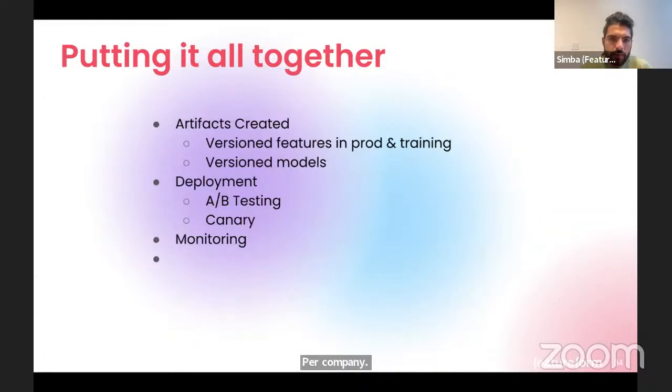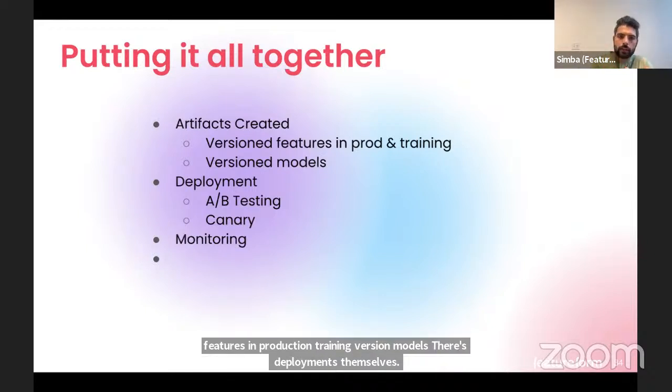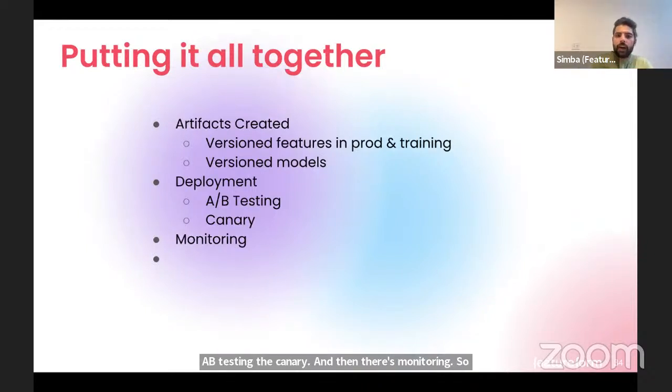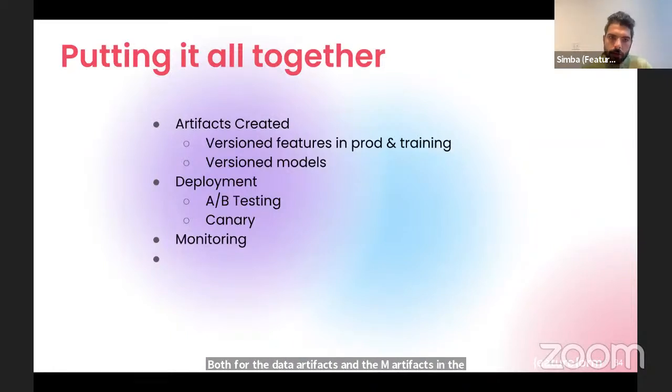There are all these artifacts that are created from versioned features and production training, versioned models, there's the deployments themselves, like the A/B testing, the canary, and then there's monitoring. So you're creating different artifacts, both the data artifacts and the model artifacts in the first two stages. The third stage is all about getting those into production, being able to A/B test them, do more complicated deployment. And then the final piece of this is just making sure it's behaving in production.